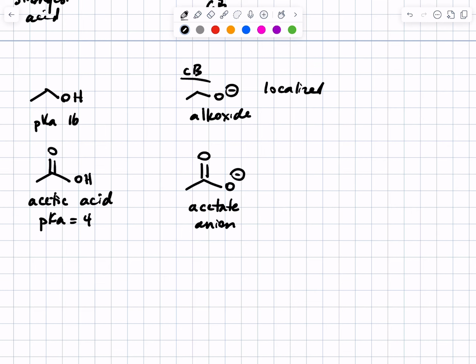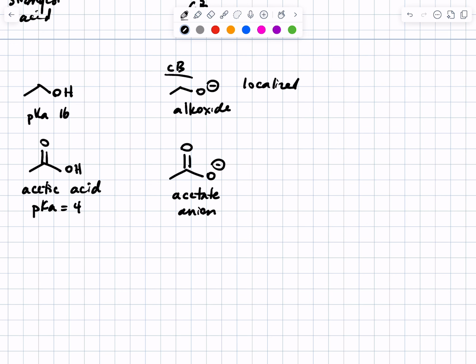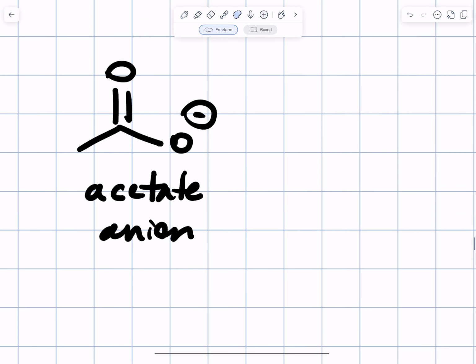Notice that there's no difference in the size of the atom that bears the negative charge. It's oxygen in both cases. There's no difference in the electronegativity of the atom that bears the negative charge. It's oxygen in both cases. So what is the difference? Resonance, right? You would assume that the strongest acid has the more stable conjugate base. Now we simply need to explain why. And the answer is yes, resonance.